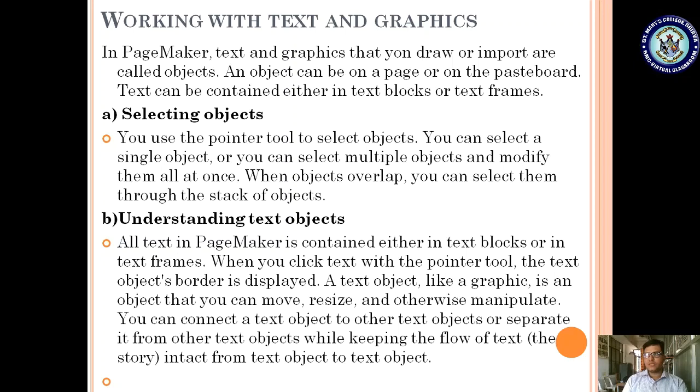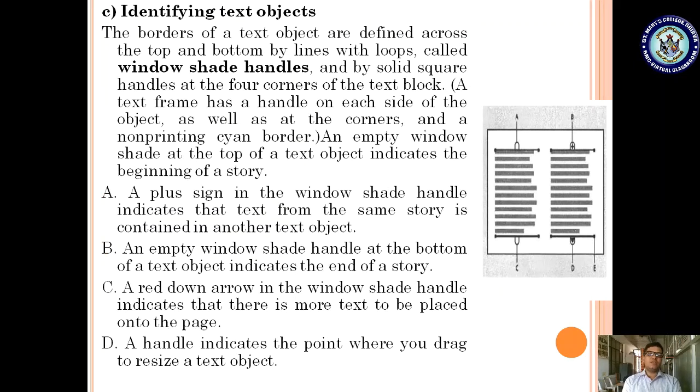That means we keep the story intact from one text object to another, and whatever content you have selected will be placed in the story. Now let us see how to identify text objects.